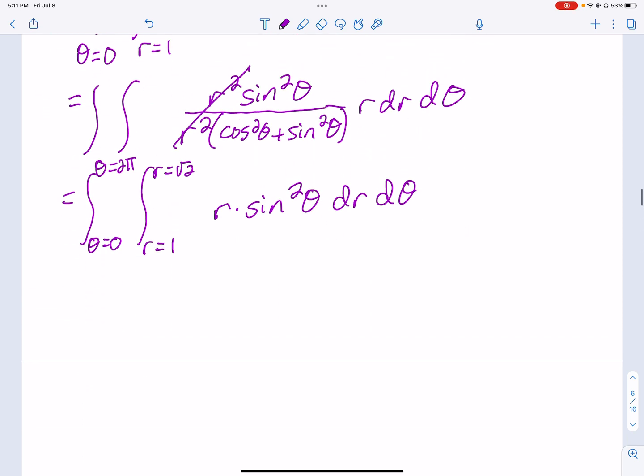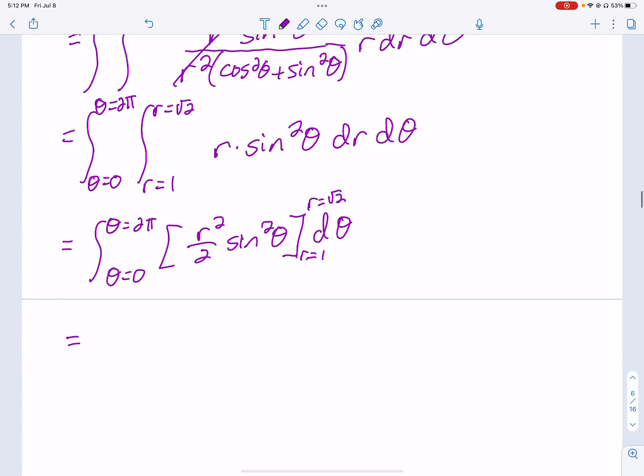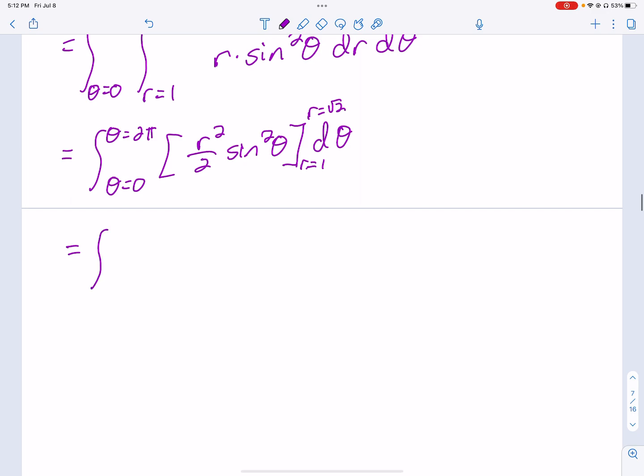All right, we are only integrating with respect to r. So we have theta from 0 to 2 pi still. But now we have r squared over 2 sine squared theta d theta. And we're running that from r equals 1 to r equals rad 2. All right, we can drop those because we're only going to have thetas now.